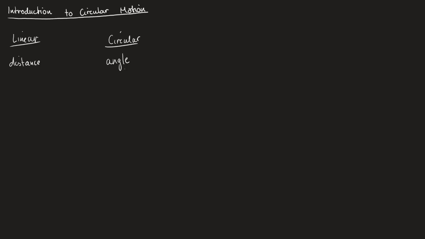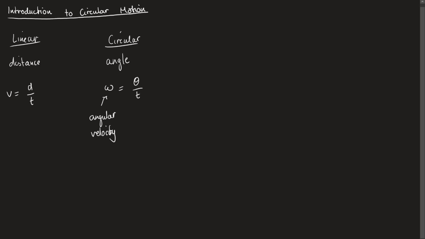That means we can no longer say that the velocity is distance over time. We now have to say that we have some sort of angular velocity. Before we said the velocity is distance over time, but now we're going to say angular velocity, which we're going to refer to with this omega. So this is angular velocity, and sometimes we'll also hear it referred to as angular frequency, and we'll see why in a second. That's going to be the angle over a certain time.